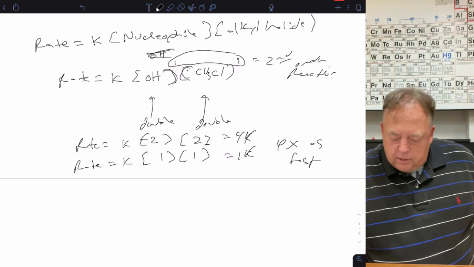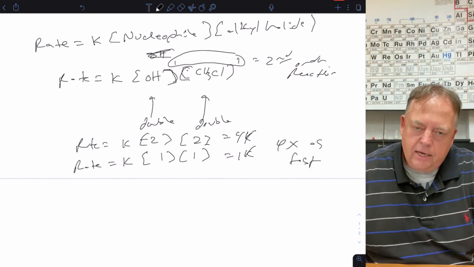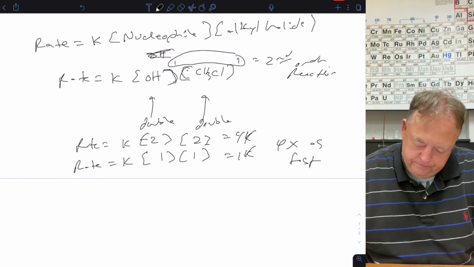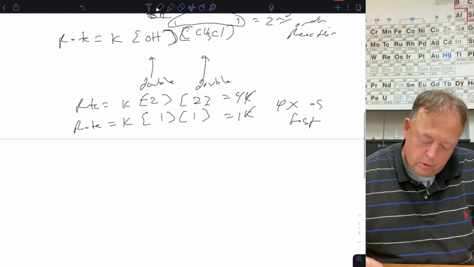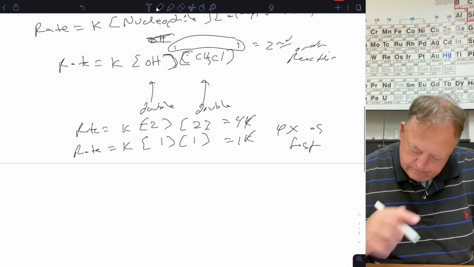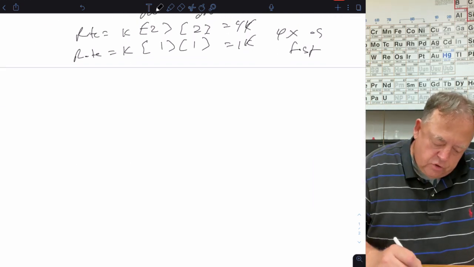If you just double the concentration of the nucleophile, that would double the rate. If you double the concentration of the alkyl halide, that would double the rate. If you double both, that would quadruple the rate. Or if you triple both, then the reaction would be 9 times as fast. Okay, so that's one characteristic of an SN2 reaction.